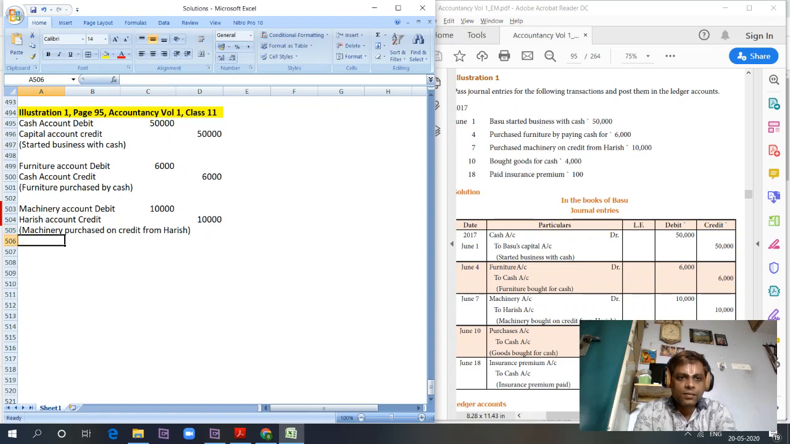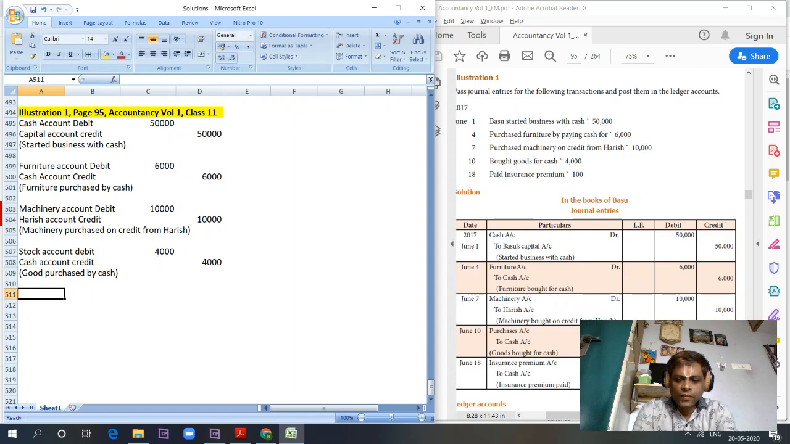Next is bought goods for cash. So stock account debit, cash account credit, 4,000 rupees. It can be stock account, it can be purchase account. Because it is mentioned as goods, I have taken it as stock account. Goods purchased by cash.